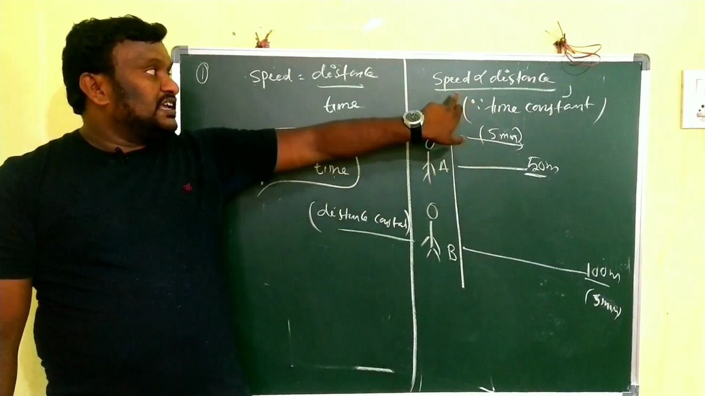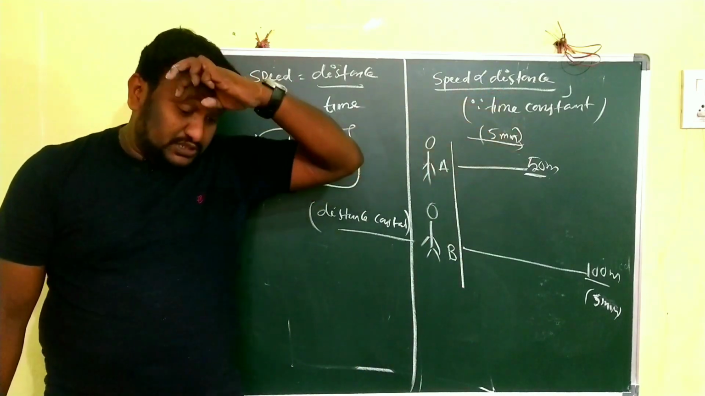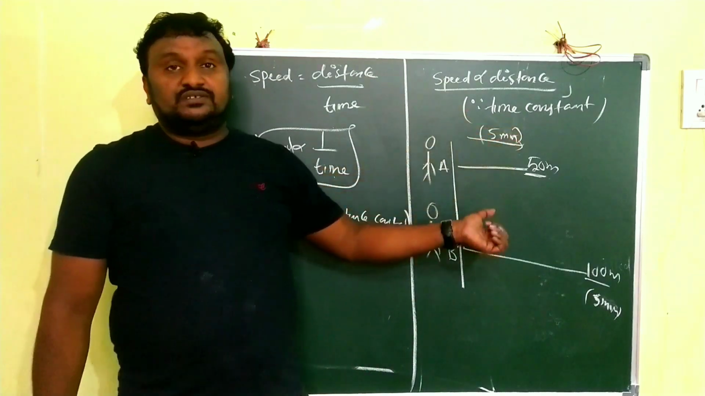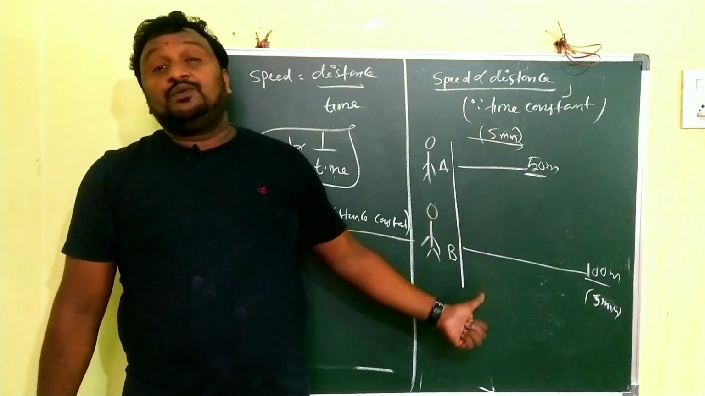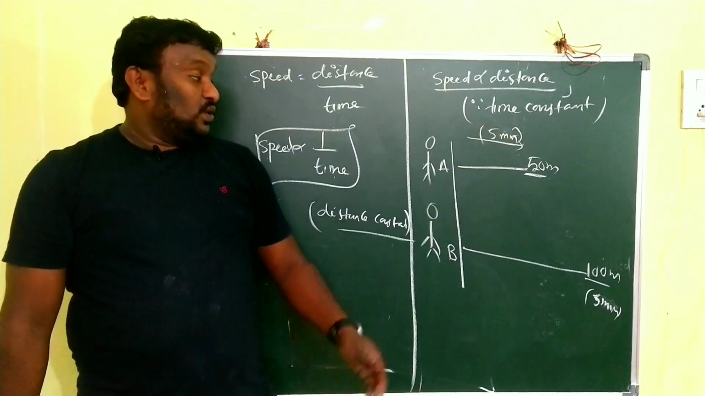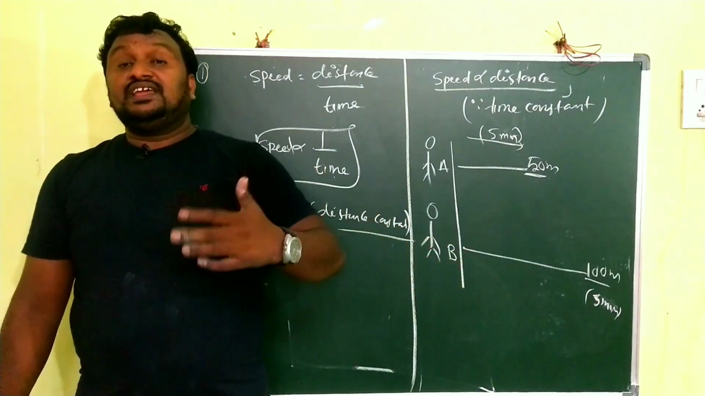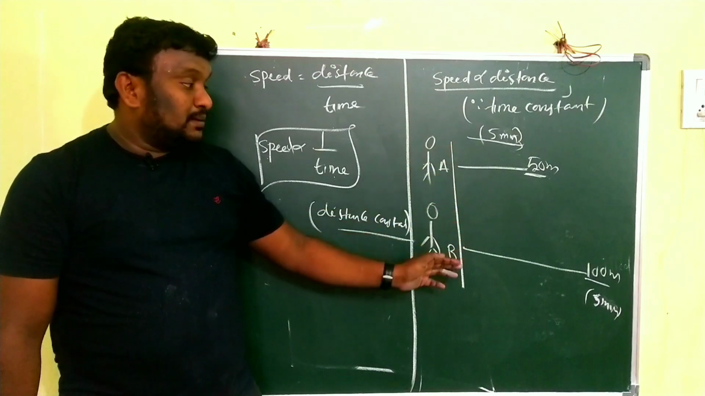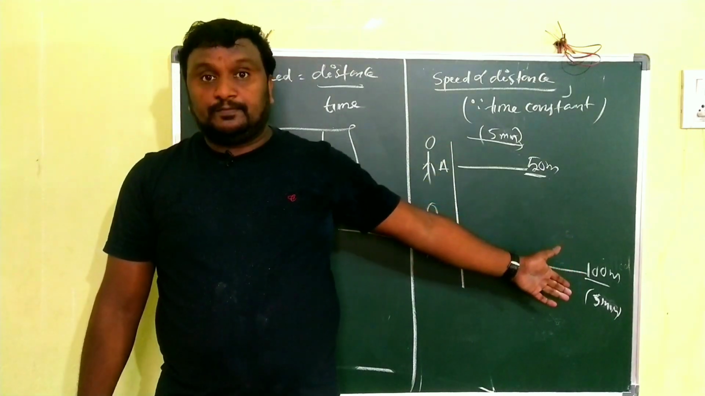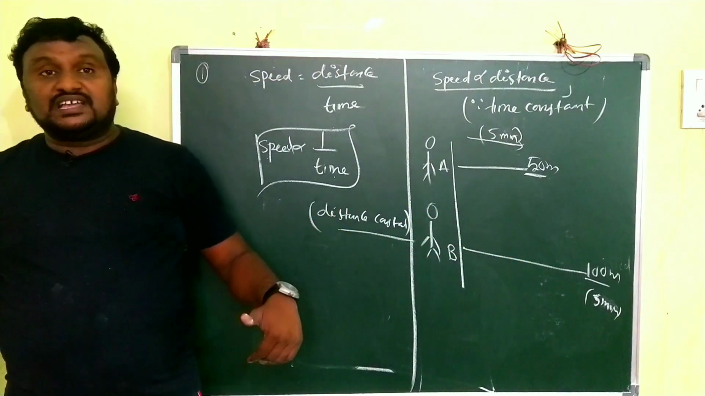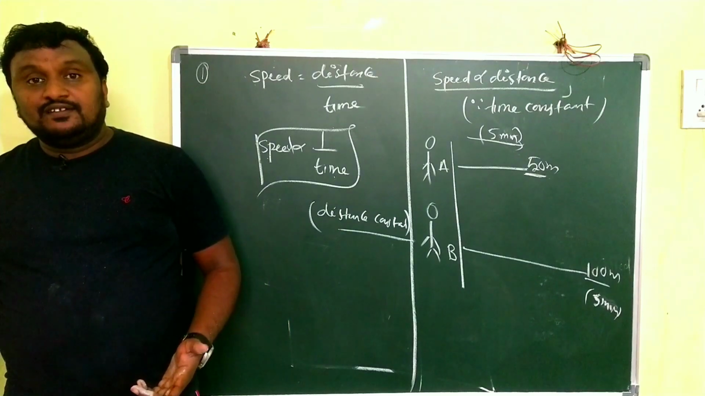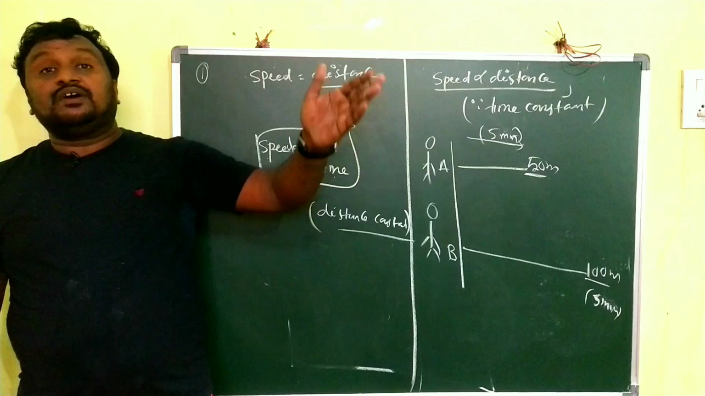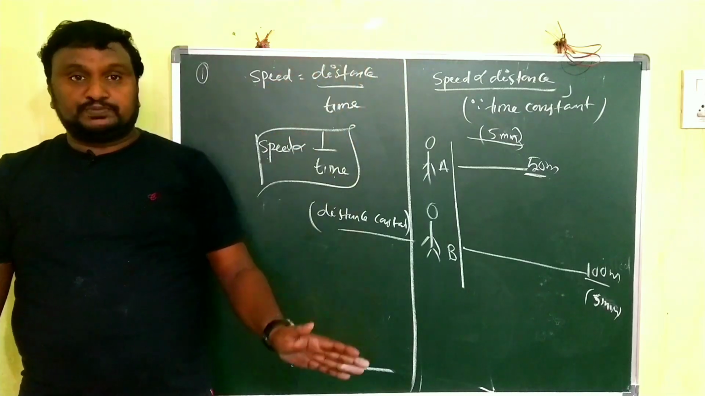Clear? Speed is proportional to the distance. Speed is proportional to distance when time is constant. For both boys we gave the same time. Then whoever covered more distance has more speed. That's why among A and B, B has more speed. So in these two examples what do we observe, children? When time is constant, the boy who covers more distance has more speed.